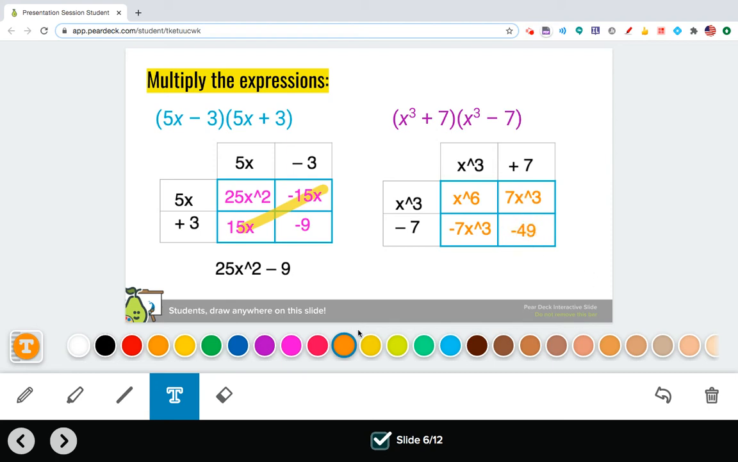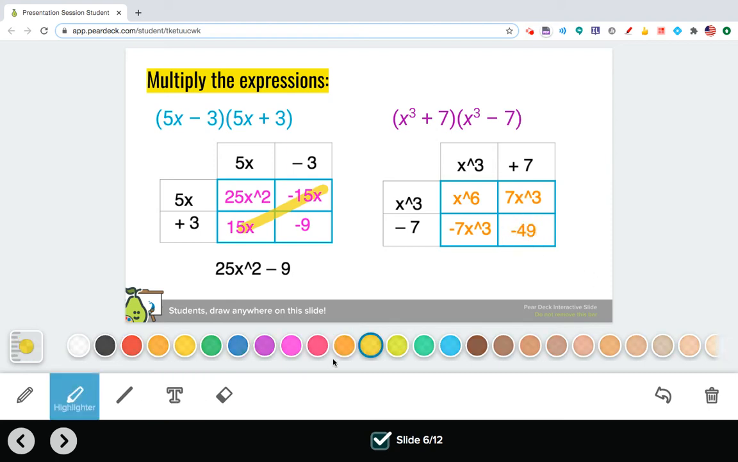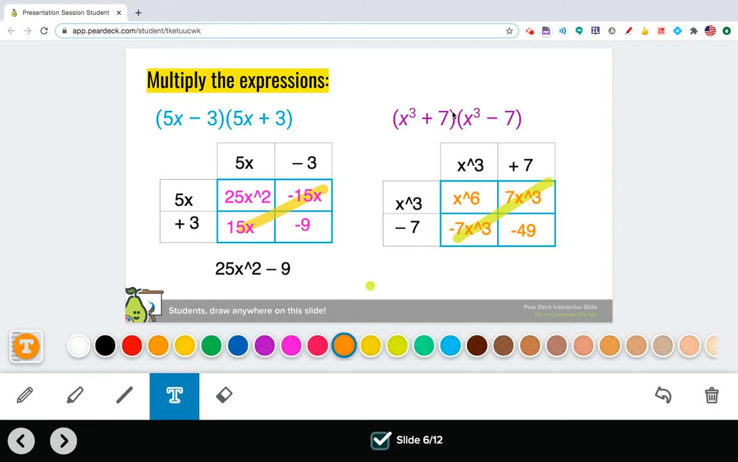Okay, so once again, we are going to look for like terms, and we notice them along the diagonal. These cubic terms are going to actually cancel out. And so my answer to this problem, this product, when I multiply these two together, is going to be x to the 6th minus 49.